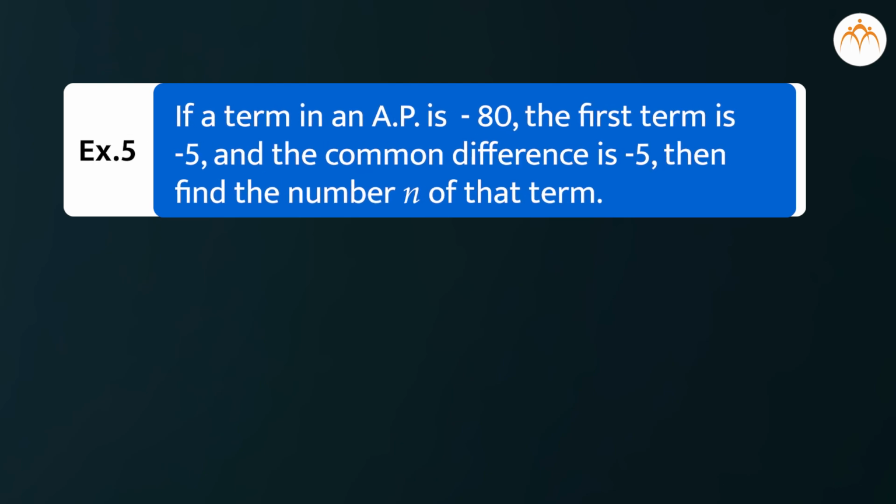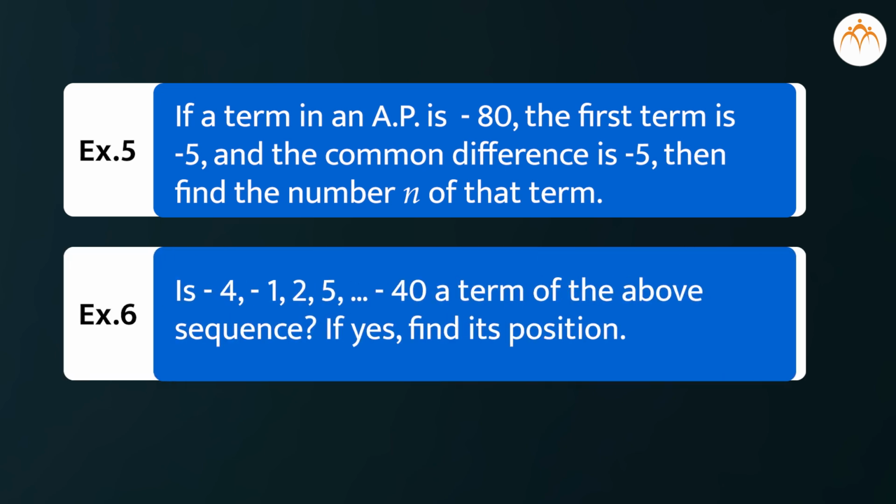If a term in an arithmetic progression is minus 80, the first term is minus 5 and the common difference is minus 5, then find the number n of that term. Is minus 40 a term of the sequence minus 4, minus 1, 2, 5? If yes, find its position.